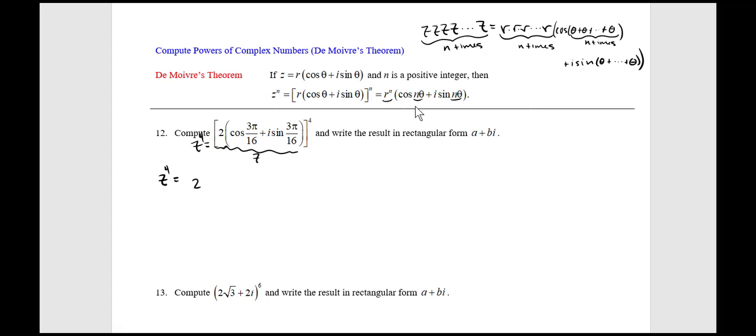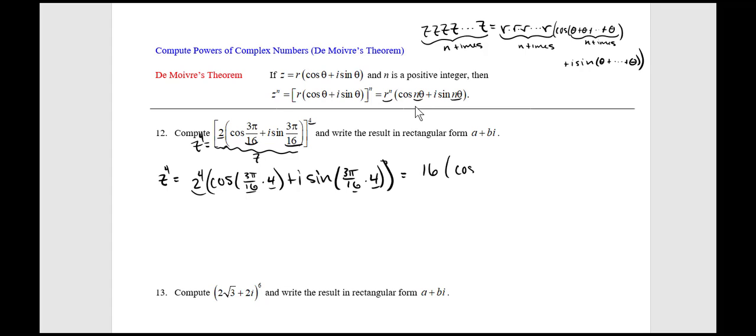is really just the modulus to the 4th times cosine of 3 pi 16ths times 4 plus i sine of 3 pi 16ths times 4. All we did was raise the original modulus to the power that we had and multiply our argument, 3 pi 16ths, by that power as well. And if we multiply this out, it looks like we get the original expression. Well, let me keep it going here. 2 to the 4th, that's 16.